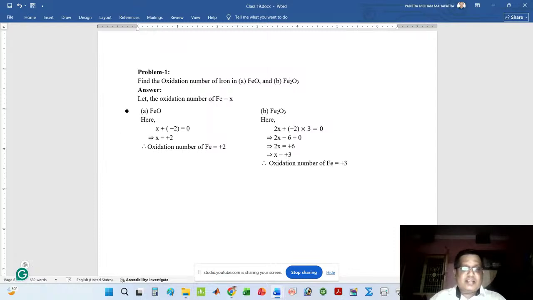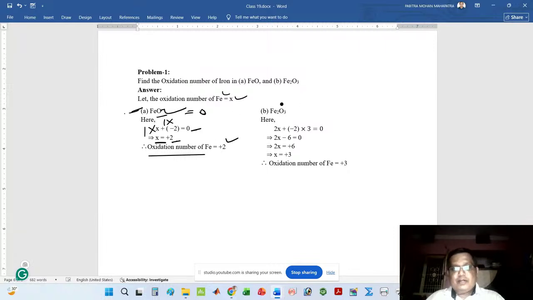Let me explain problem number A. The compound is FeO. It is a molecule, so the total oxidation number is 0. The algebraic sum of the oxidation number of iron and the oxidation number of oxygen is equal to 0. Let the oxidation number of iron be x. One iron atom is present, so I can write 1 into x plus 1 into minus 2 is equal to 0. If you solve, then x is equal to plus 2. So I can say that the oxidation number of iron is plus 2.